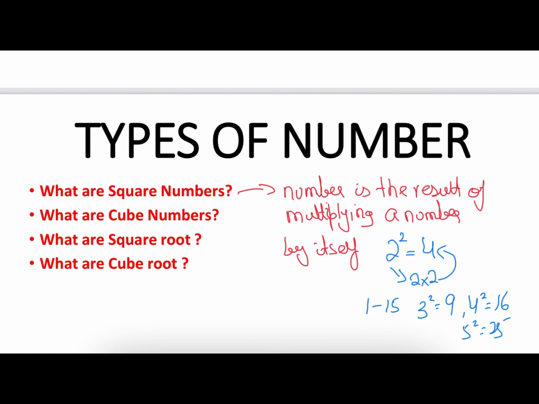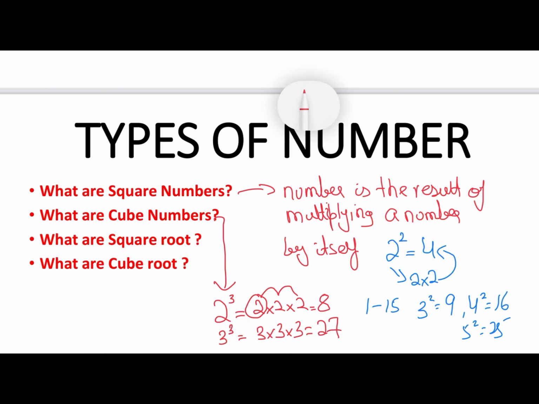A cube number is the result of multiplying a number by itself twice. Now listen, it's a little bit different. For example, cube means 3. Say I have the number 2 raised to the power 3. Now it's written as 3, so I will multiply 3 times. The reference says a number multiplied by itself twice. So 2 twos are 4, 4 twos are 8. So 2 cube is 8. Then 3 cube is 3 multiplied by 3 multiplied by 3: 3 threes are 9, 9 threes are 27. And then 4 cube is 64.